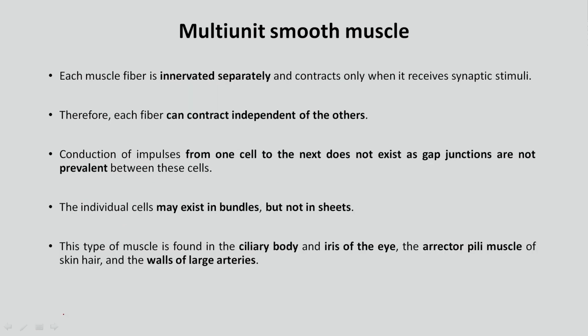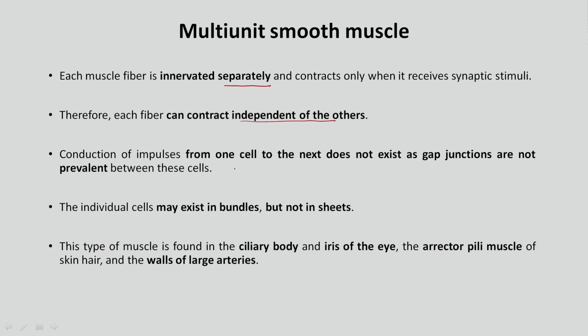Now, what are multi-unit smooth muscles? Each muscle fiber is innervated separately. This term is important. Here all the muscle cells are innervated separately, so they will contract separately. One cell will contract separately, another cell will contract separately. Therefore, each fiber can contract independent of the other cells. That is why the name multi-unit has been given.